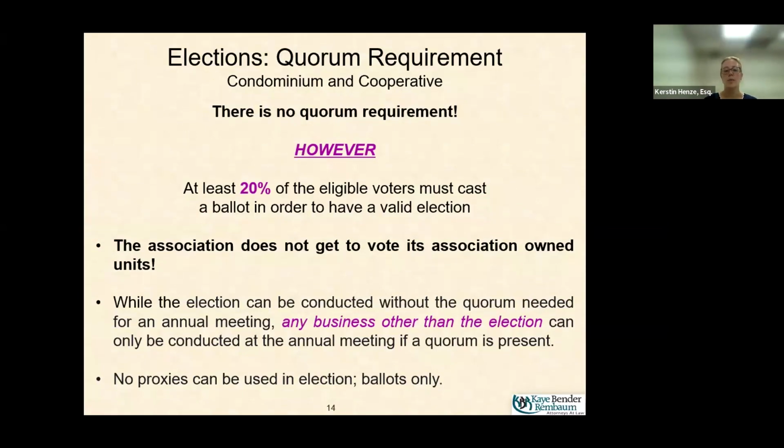You only need quorum if you're going to conduct any other business on the date of the annual meeting. For example, if you're presenting an amendment to the owners for consideration and approval, or if the owners are waiving reserves or voting to partially fund reserves, or any other issue that requires membership approval, for that part of the meeting, you do need quorum. Whatever quorum is set forth in your bylaws. Okay, proxies cannot be used for elections. They can only be used on ballots.